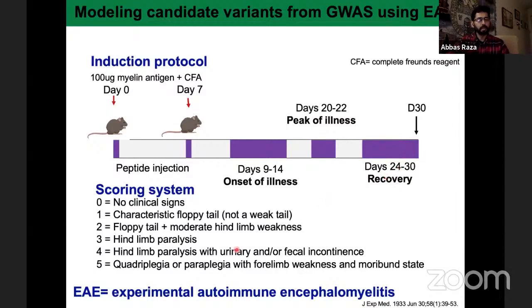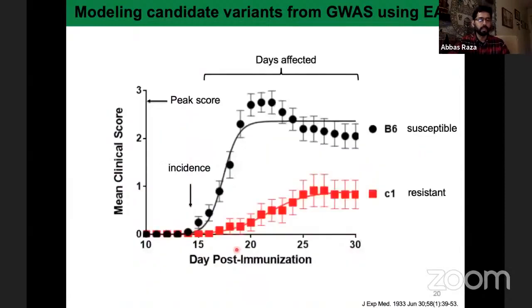So after this 30-day period, what we essentially see is a plot of the clinical score with respect to time. So for example, if these are two different strains, B6 mouse, which is the common strain that we use in the lab, and this is say another strain. Just looking at these two graphs, you can see the B6 mouse is much more susceptible.